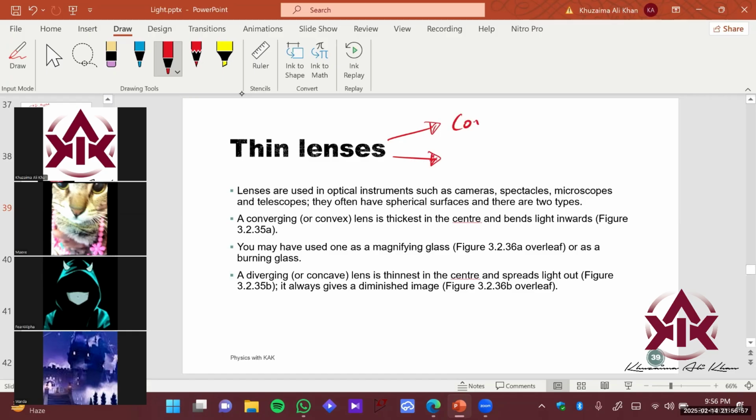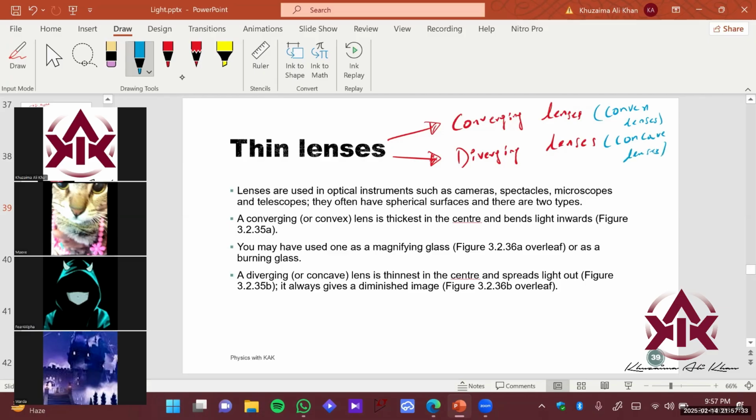We have converging lenses, and then we have diverging lenses. The accurate names for each of these, which are used in industry, are as follows. Converging lenses are called convex lenses, and diverging lenses are called concave lenses, right?